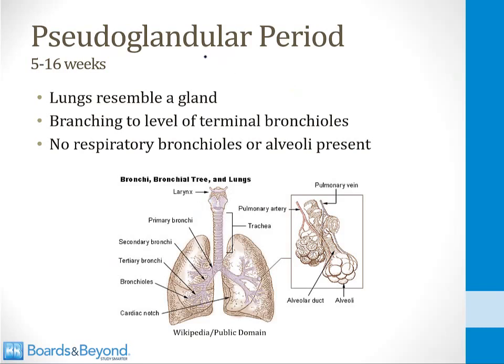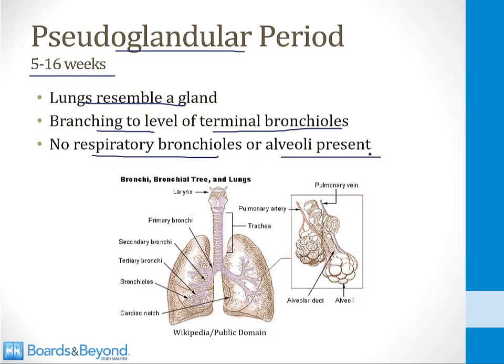development. The first phase, as I told you before, is called the pseudoglandular phase. This occurs between 5 and 16 weeks in utero, and this phase gets its name because the lungs resemble a gland, therefore pseudoglandular. During this phase of lung development, the trachea and the bronchi are branching all the way down to the level of the terminal bronchioles. But there are no respiratory bronchioles or alveoli present yet.